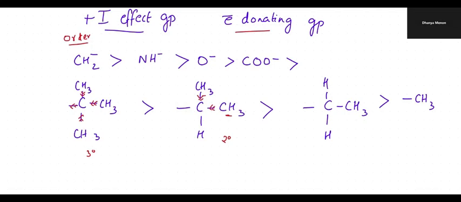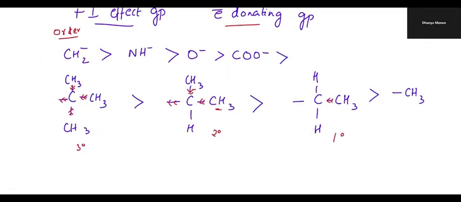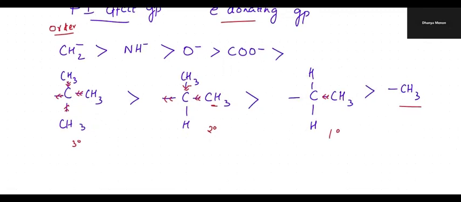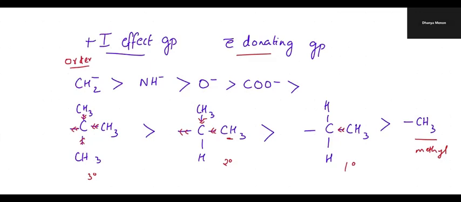Next is the primary alkyl group that has 1 methyl group. And this is also primary and it is called just methyl group. So this is the order of the plus I effect showing group, those who donate the electrons. So you can take a screenshot of the plus I effect group.